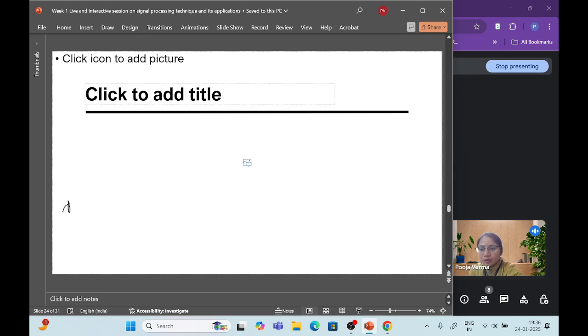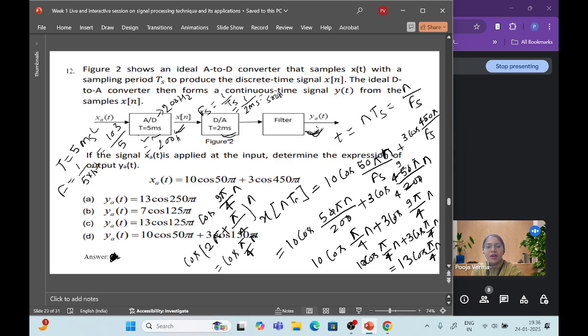Okay, so what we have got? We have got x of n is equal to 13 cos pi by 4 n, right? Now again, what is the answer in this question? Again, x of n we have got. Again, we have to convert it into analog. The sampling period is 2 milliseconds. If you calculate it, you will get the sampling frequency 500 hertz.